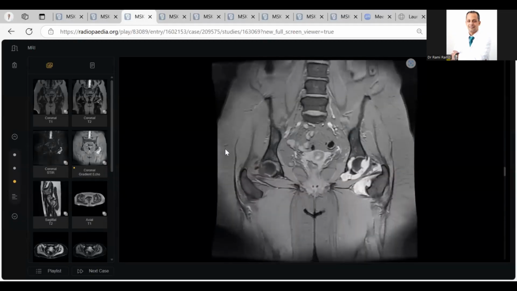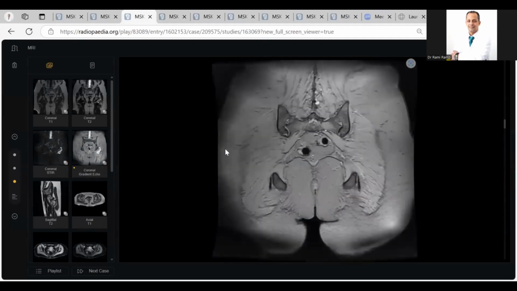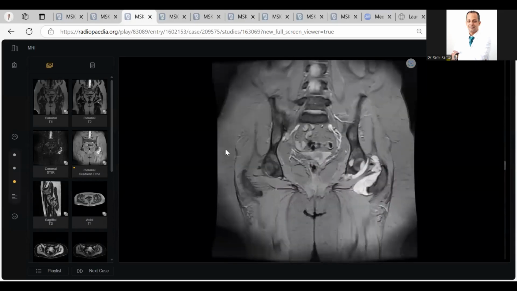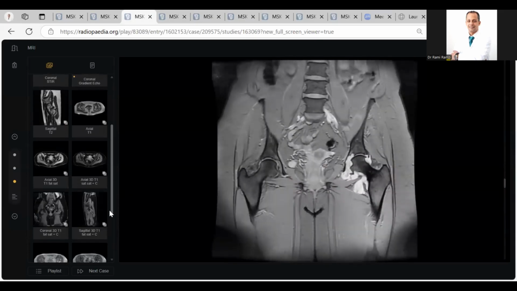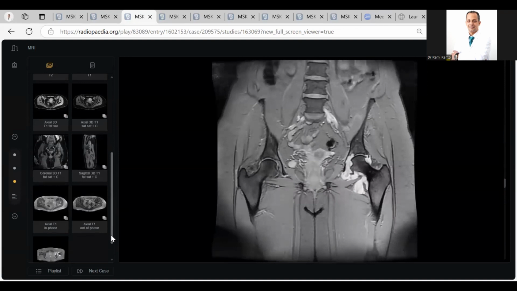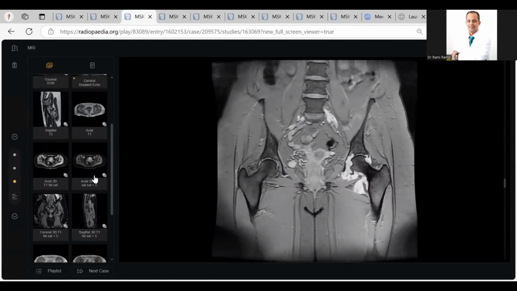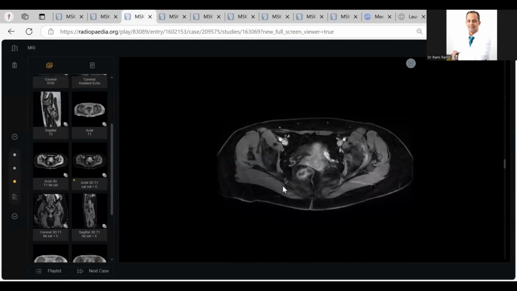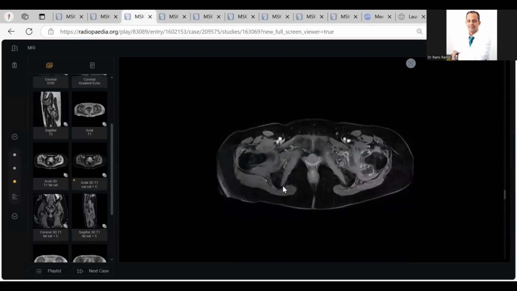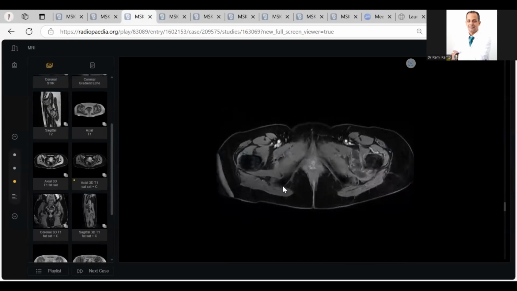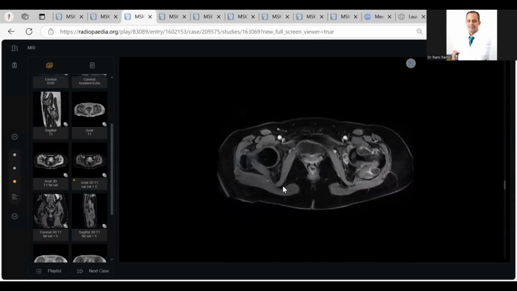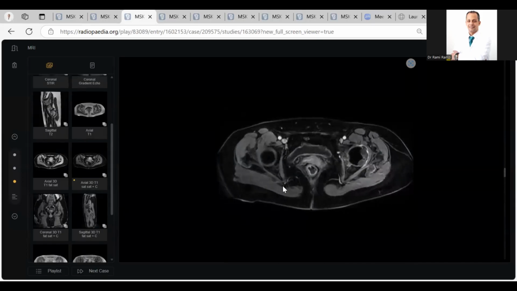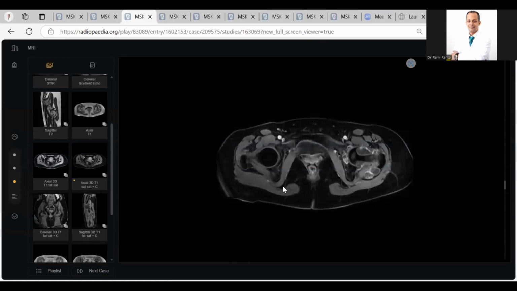There is extensive soft tissue. It appears hyperintense. This is post-contrast, T2 fat-saturated of the same patient. It's a chronic condition. So tell me, conclude the case and tell me your differential, please.